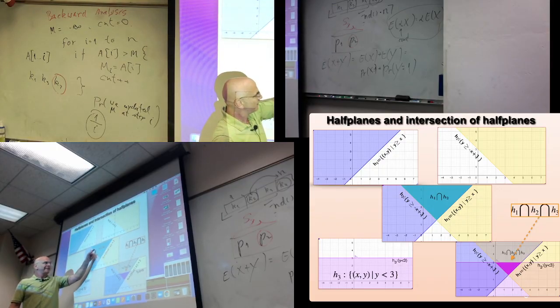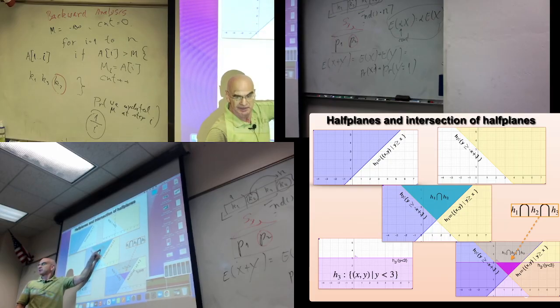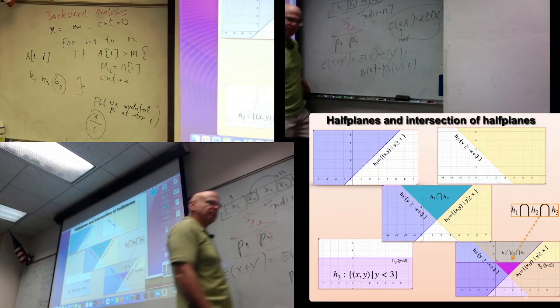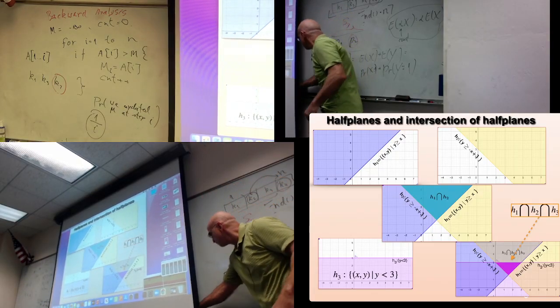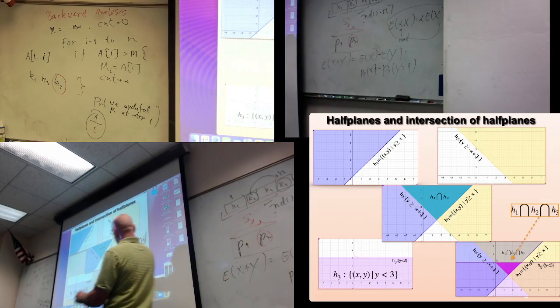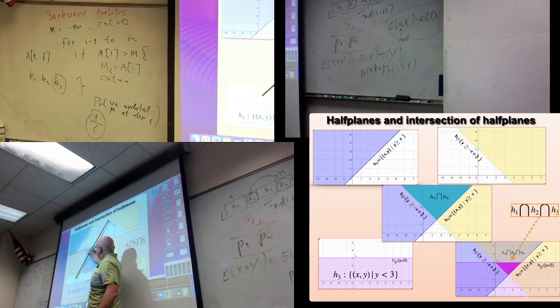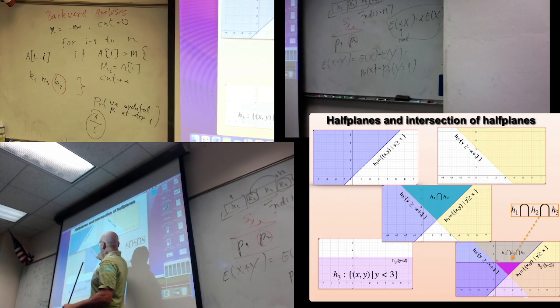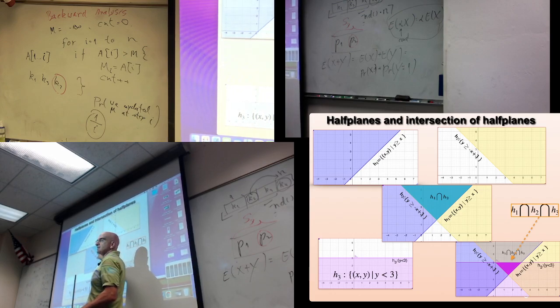And now if I have two half planes, I can speak about the intersection: all the points that are in the first and in the second. The first half plane, H1, was all the points on this side. The second half plane, H2, all the points on this side, and every point in this bluish region is both inside H1 and inside H2.